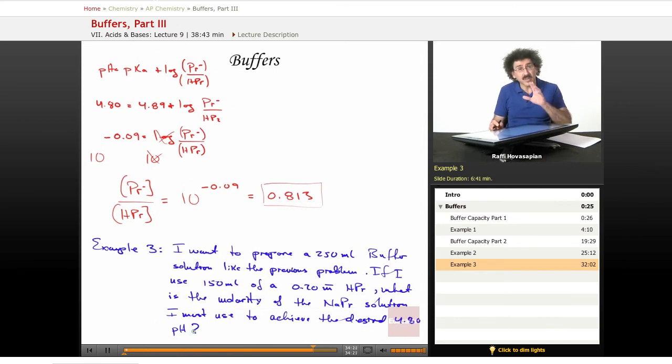Please, it's very, very important that you understand what this question is asking. I want a pH of 4.8. I've already calculated the fact that I have a ratio of 0.813. I'm preparing 250 mils of that buffer solution. I'm using 150 mils of a 0.2 molar HPr. Well, 250 minus 150 leaves me 100 milliliters of solution of sodium propanoate. However, what's the molarity of that sodium propanoate I need in order to get to a pH of 4.80? This is actually just a stoichiometry problem, believe it or not. So let's go ahead and do this.